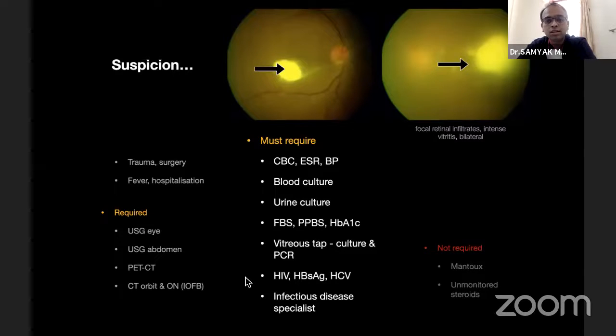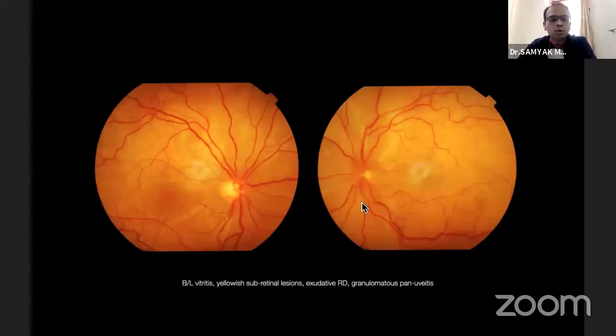If you see focal retinal exudates, vitreous exudates, or a significant amount of vitritis, then you know that you should look for any infections. You should do a CBC, ESR, blood cultures, probably urine cultures, and also look at having a vitreous tap for PCR and cultures. You should also consult an infectious disease specialist because this may be one of the features of endogenous endophthalmitis.